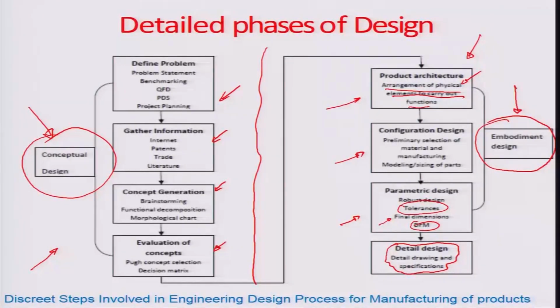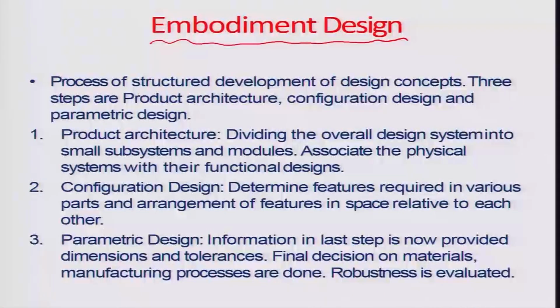So, here we will be focusing mostly on 3 different aspects. One is the product architecture, and this would be a structured development of the hardware part of whatever has been conceptualized in the earlier phases. The architecture part would focus typically on dividing the overall design of the system into smaller subsystem levels and modules. And then the other also issues about associating the physical systems with their functionalities.